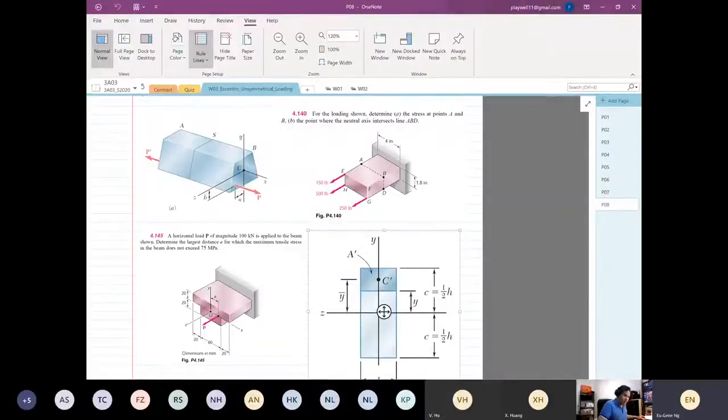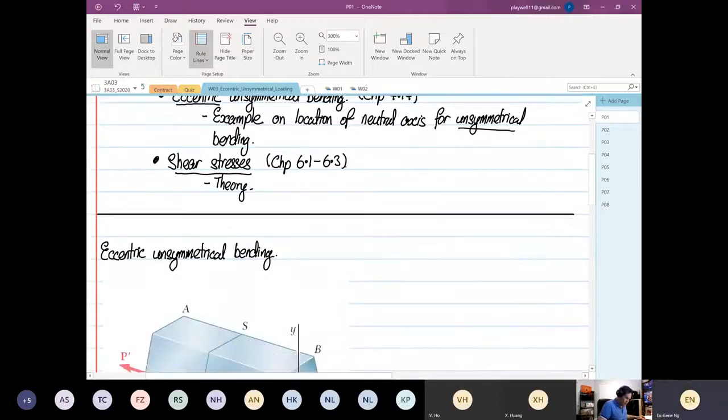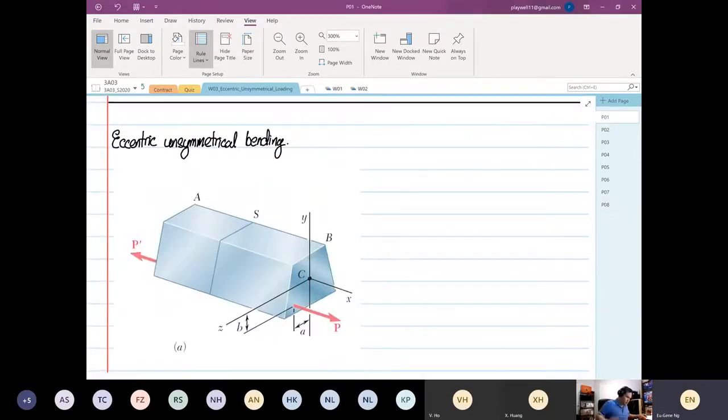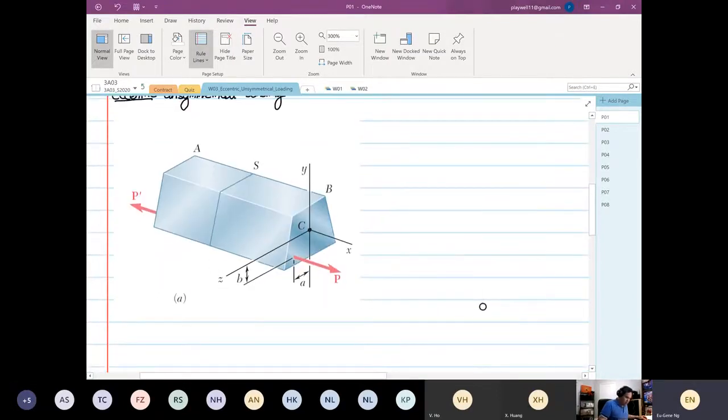Unsymmetrical, eccentric, unsymmetrical bending. A thing to observe is that the structure is under axial load, but this axial load has an offset, which is at a distance A from the y-axis, and a distance B. And what sort of distance? We are talking about perpendicular distance.